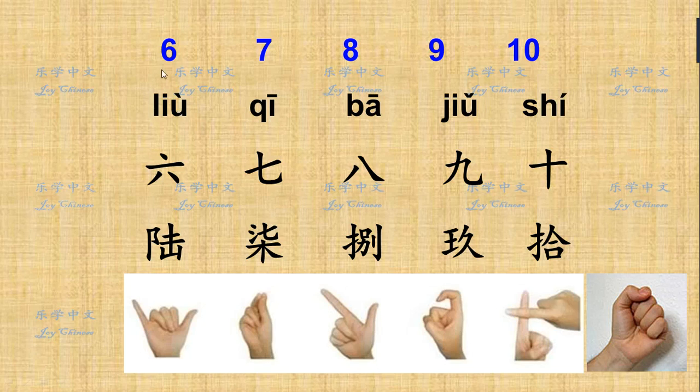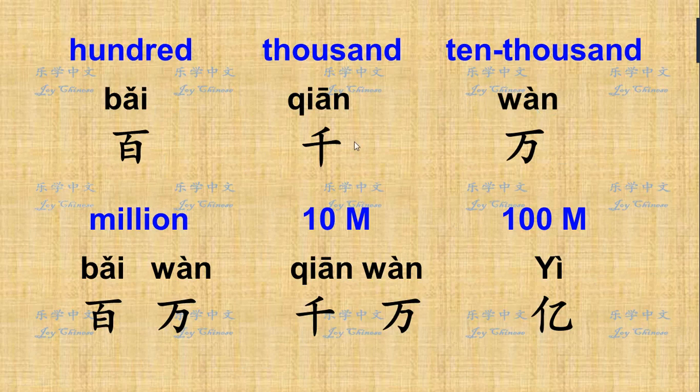六 6, 七 7, 八 8, 九 9, 十 10. So these are the numbers from 0 to 10. Here comes the 100, 1,000, 10,000, million, 10 million, and 100 million. 100, 百.